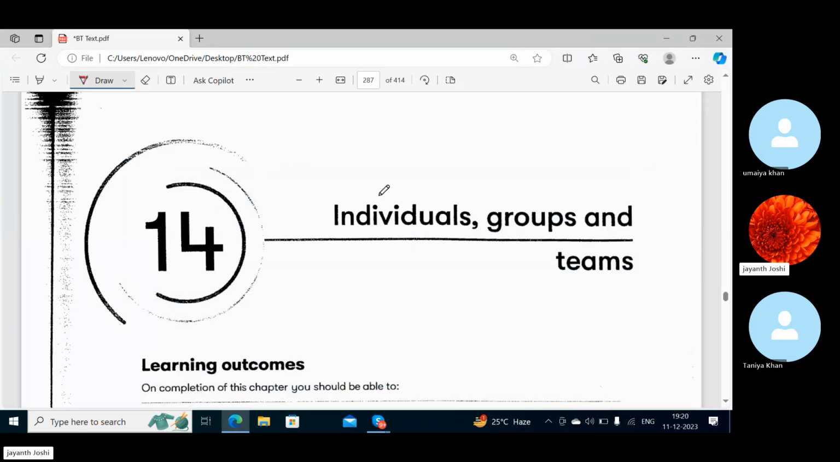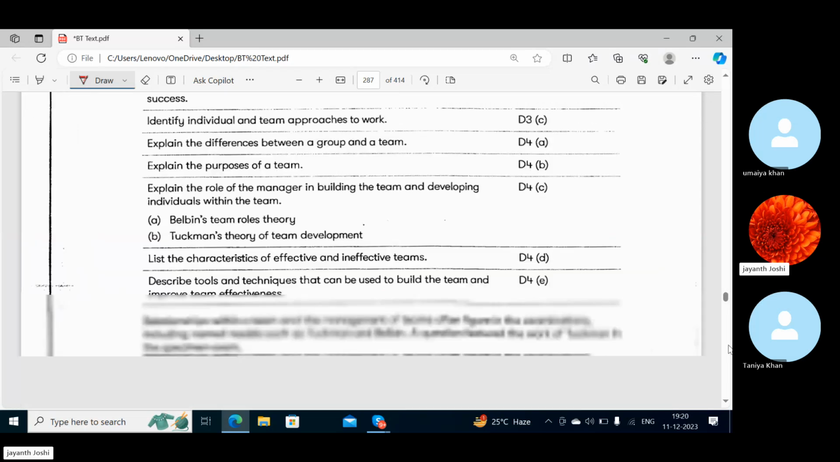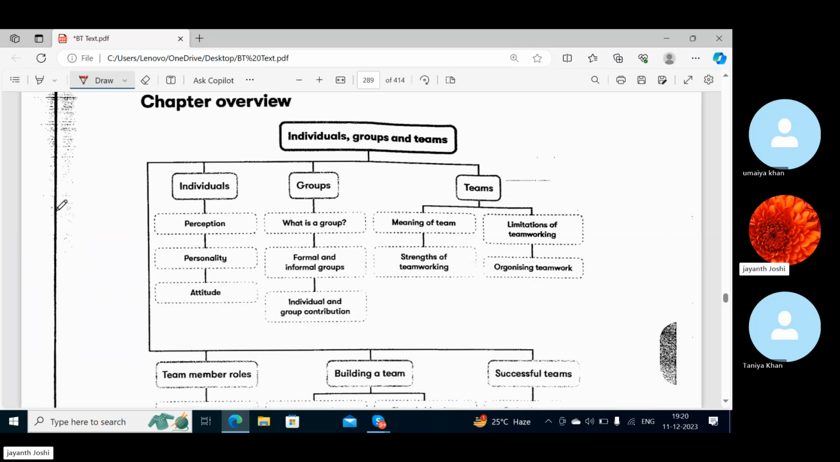So the topic is individuals, groups, and teams. Chapter number 14. What are we going to learn under this? We are going to see individual is a single person. Group is if you take 4 to 5 individuals, it becomes a group. If you take more number of people under it, it becomes a team.